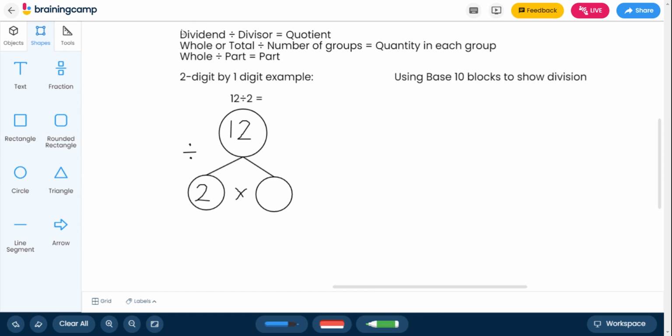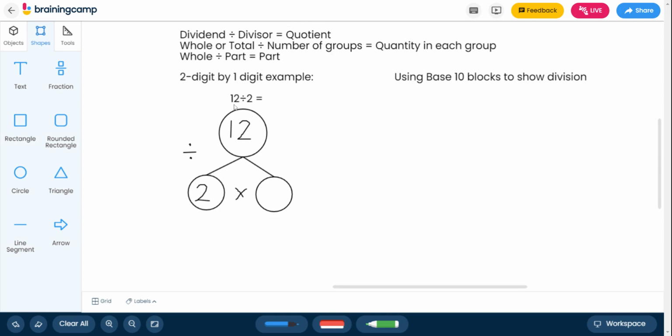Just a reminder that in division, we call the whole or the total that we have to share up the dividend, and the equal number of groups or the number of groups we have to share it up into the divisor. And the answer, the total inside of each group, which must be equal, is called the quotient.